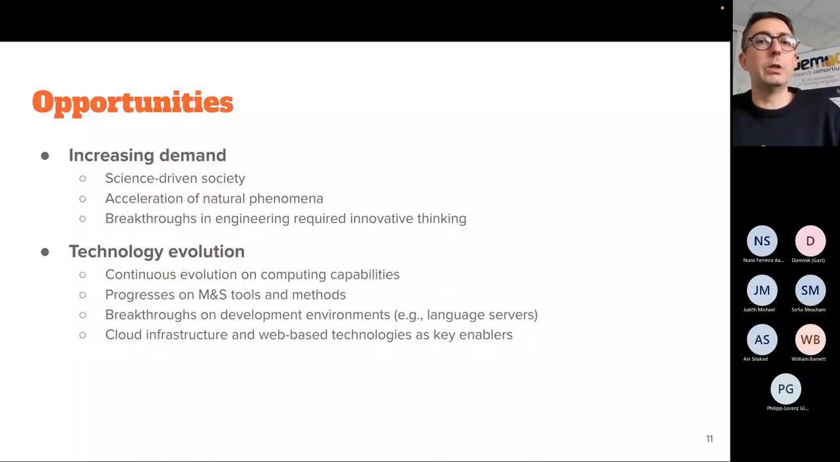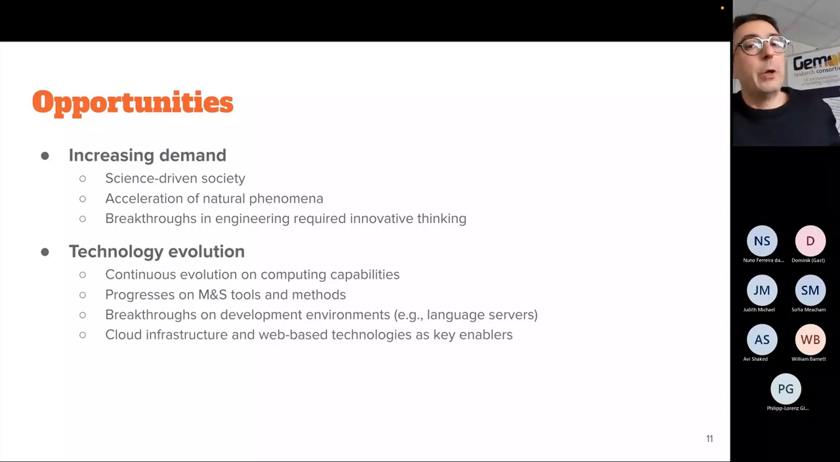I will go very quickly on this, but the opportunity is that there is an increasing demand. At least it's my personal feeling. Society is more and more driven by science. At least I would say that most of our political leaders try to back up their decisions with some scientific simulation. Let's see, for example, COVID-19, where most of the decisions were taken based on the simulation of one or another of these models. So our models are driving some political decisions, and it's super important to provide correct models.